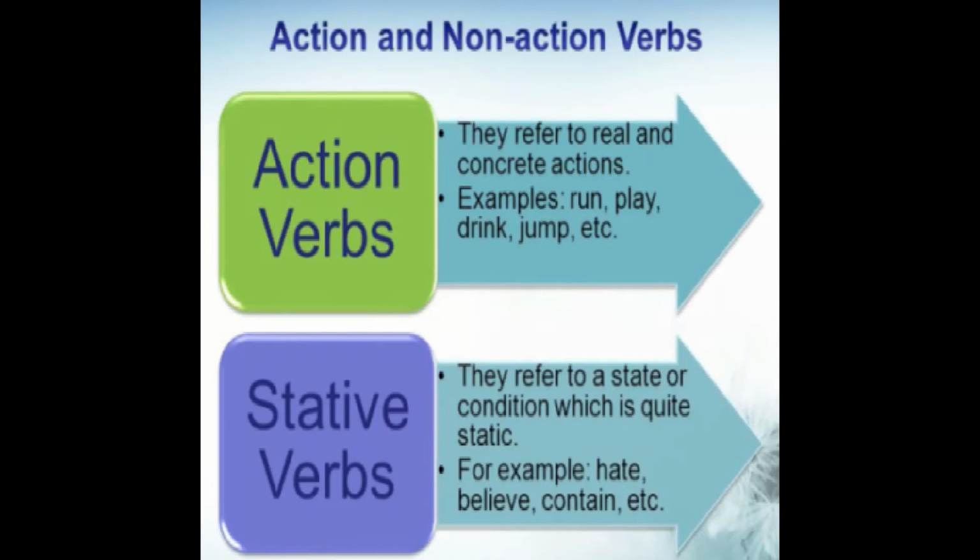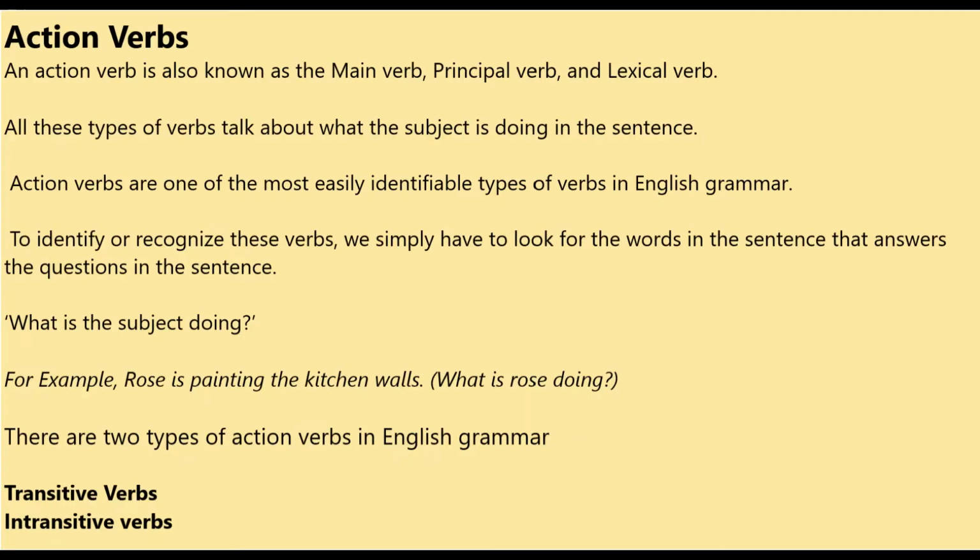Now we are going to see about action verbs. Action verb is also known as the main verb, principal verb and lexical verb. Same thing, only given different names. They are the same: principal verb, main verb or lexical verb. All have the same meaning. All these types of verb talk about what the subject is doing in the sentence. Action verbs are one of the most easily identified types of verbs in English grammar, that means you can identify it very easily.